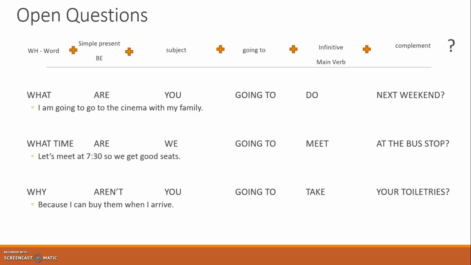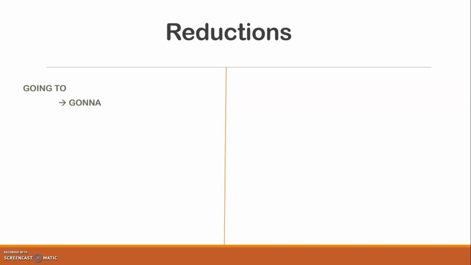Why aren't you going to take your toiletries? Because I can buy them when I arrive. Whenever we provide explanations, we can just use simple present. Now let's talk about reductions.